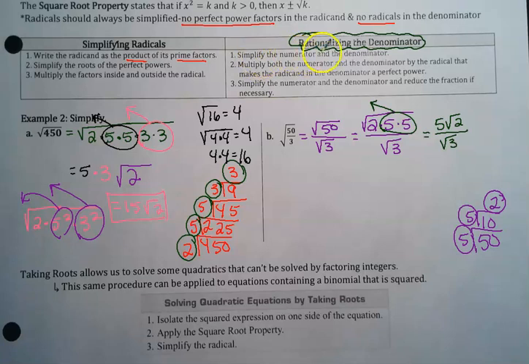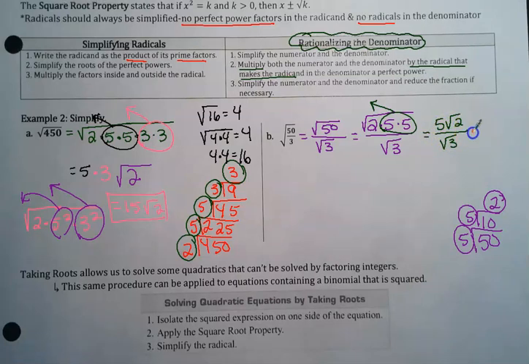We need to simplify the numerator and the denominator, which we did. Multiply both the numerator and the denominator by the radical that makes the radicand in the denominator a perfect power. Say what? So let's see. Multiply both the numerator and the denominator by the radical that makes the radicand in the denominator a perfect power. All that means is we're going to multiply by the number in the denominator.